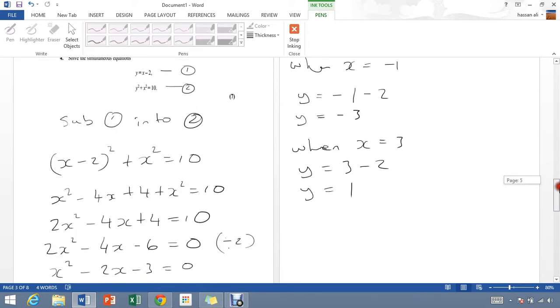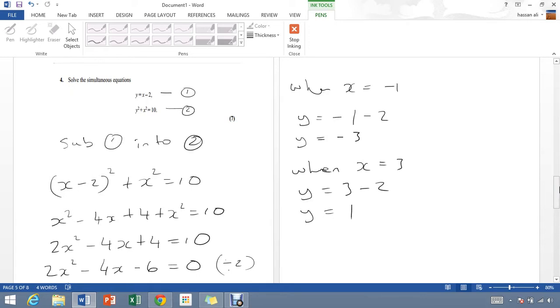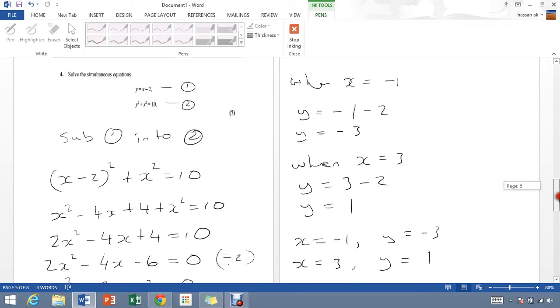Obviously your work will be in this section here. Just write down in a neater way what you're doing, especially for the examiner. So when x is equal to minus 1, you're just showing what you're doing, and then you can finalize or summarize your answers by saying x is equal to minus 1, y will equal minus 3, x is equal to, was it 3, and then y will equal 1. And those will be your final answers, okay?